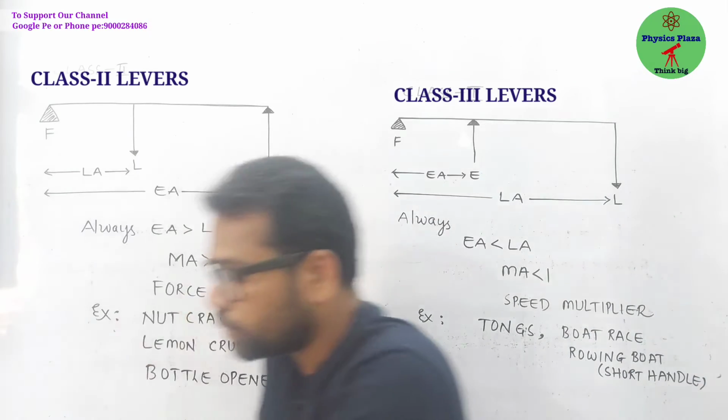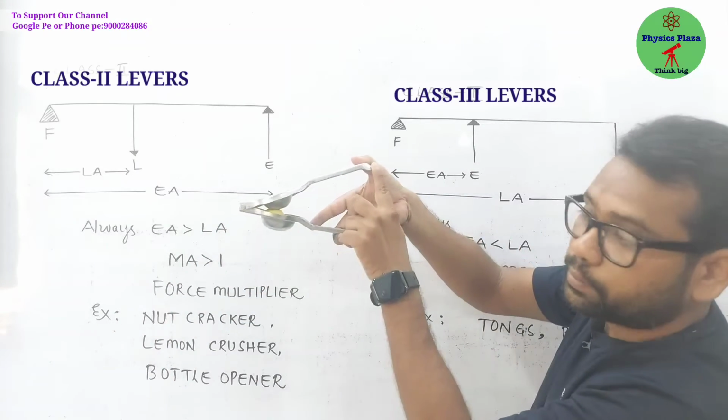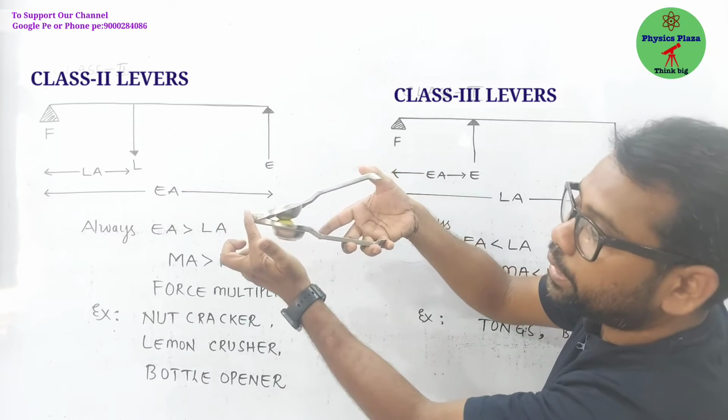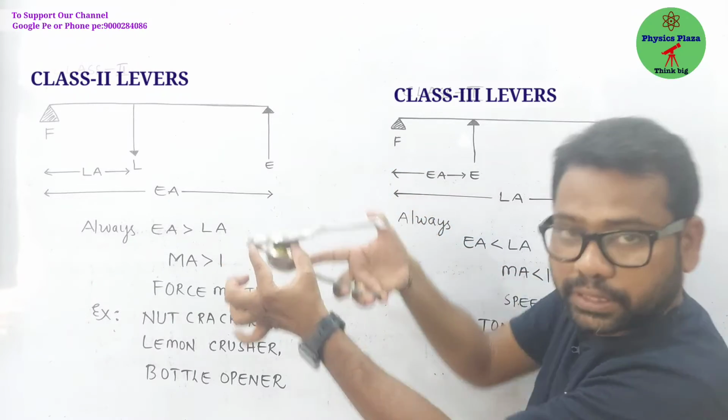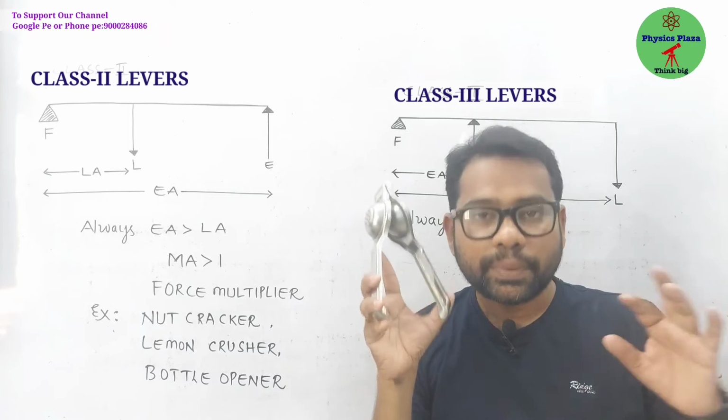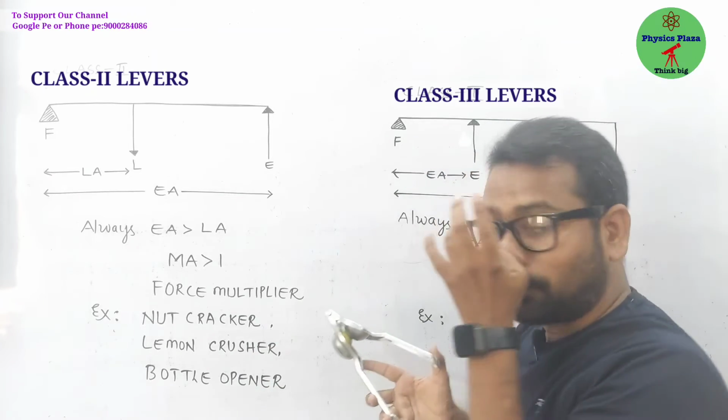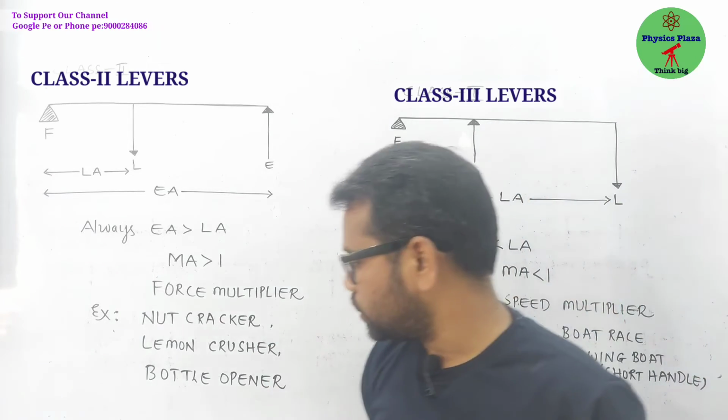So here also, from here to here is the effort arm, and from here to here is the load arm. So the effort arm is greater than the load arm. That's what it is, a class 2 lever, behaving like a force multiplier. Is it clear? Fine, children.